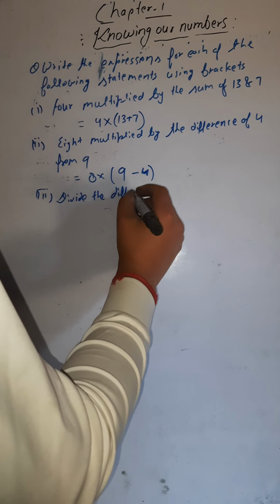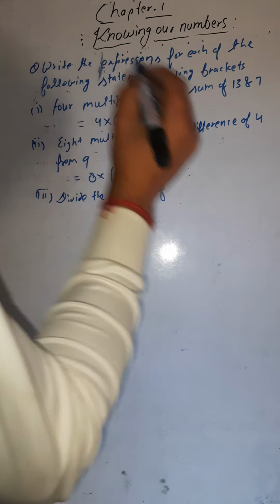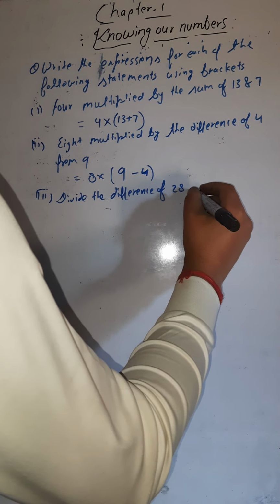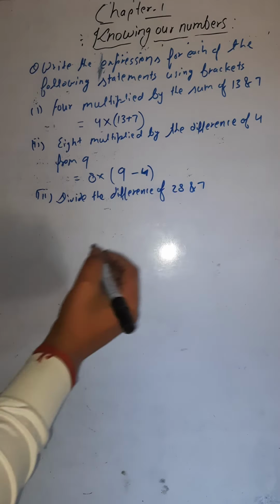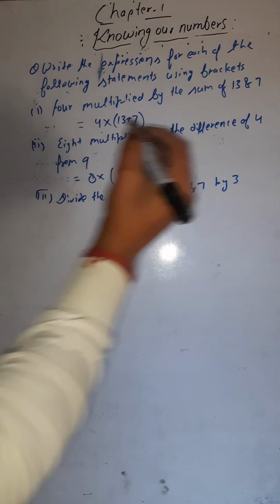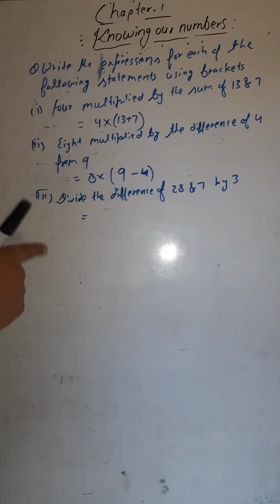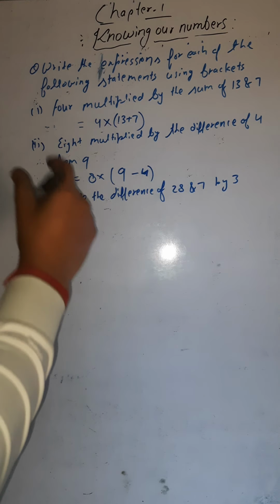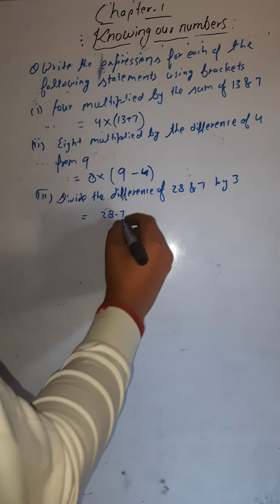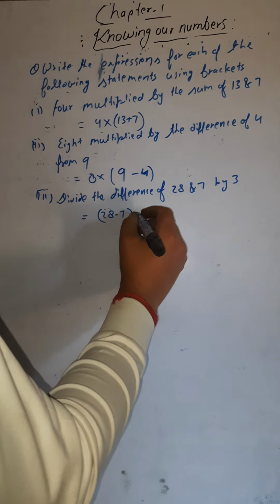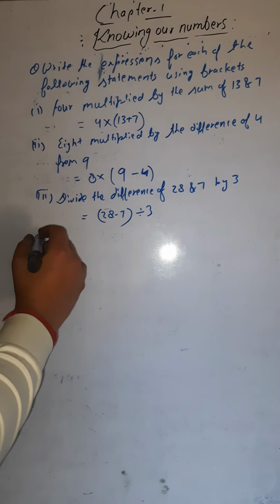Divide the difference of 28 and 7 by 3. Okay, so here how would you write the expression? Divide the difference means here you have to divide. What you have to divide? The difference of 28 and 7. First you are to subtract 28 minus 7. This is the expression. Then you are to divide this by what? By 3. So this would be the expression.